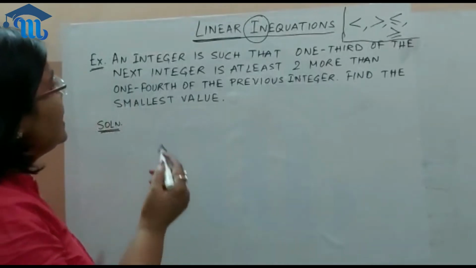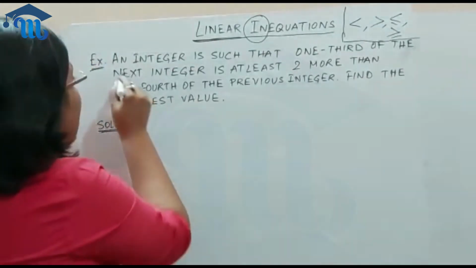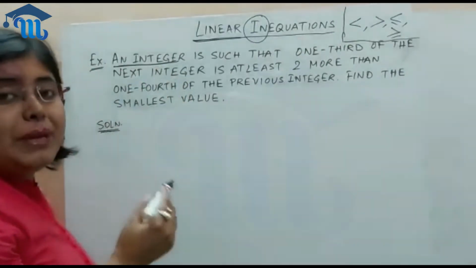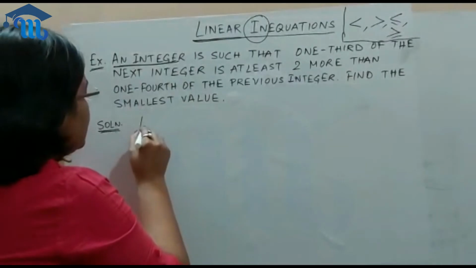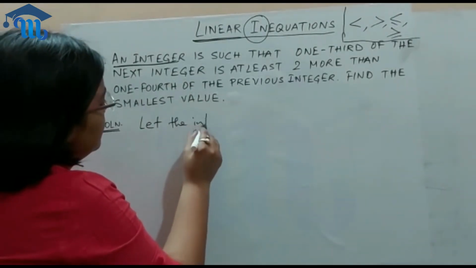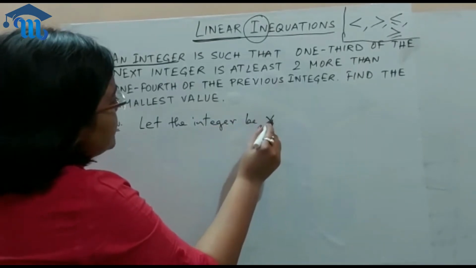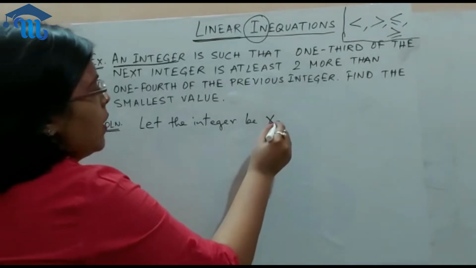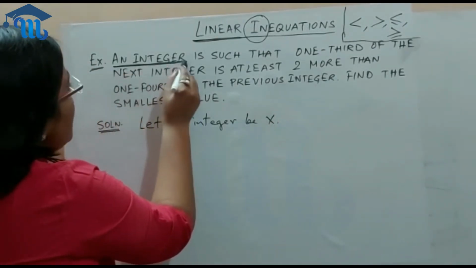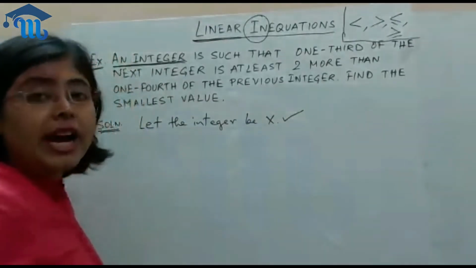Therefore, let's consider that the first integer, an integer, let that integer be x. So let's write, let the integer be x. Alright, so what does that mean? We have already considered this part and we have identified the variable. So the variable is defined for us.